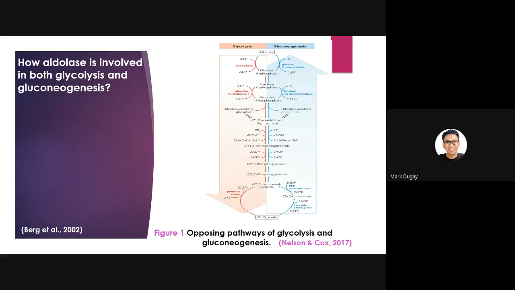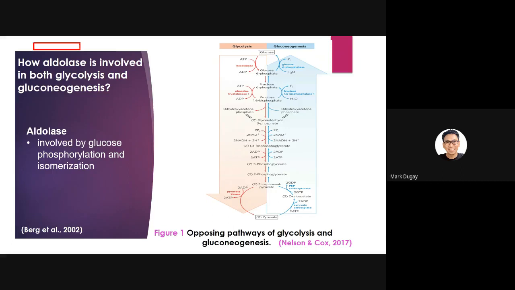So how is aldolase involved in both glycolysis and gluconeogenesis? Aldolase is an enzyme involved in both glycolysis and gluconeogenesis by glucose phosphorylation and isomerization.